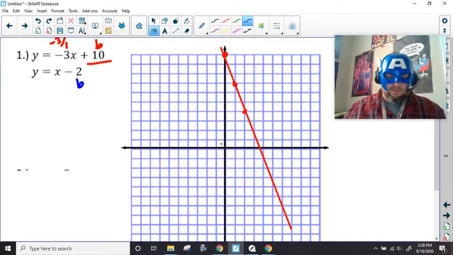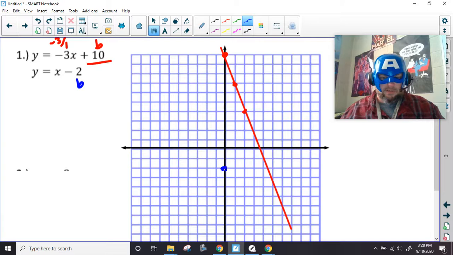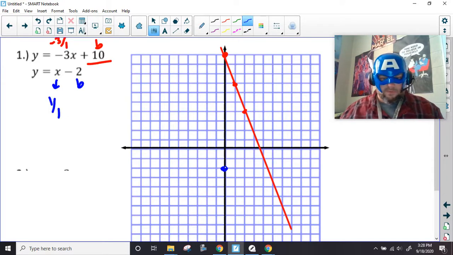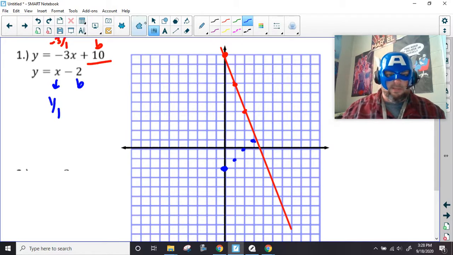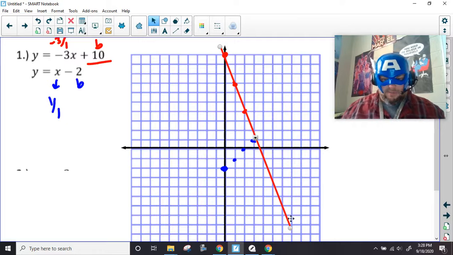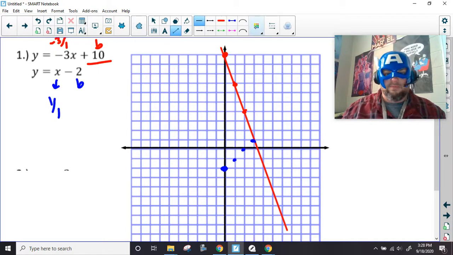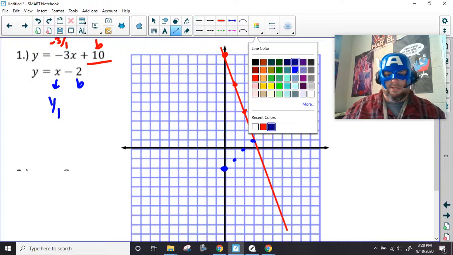So this is my b. I go to -2, 1, 2. Then my m is going to be 1/1, so I'm going to go up 1/1, up 1/1. Now, for those that do this, you are actually probably in the better category because if you do this, you'll see where they intersect.